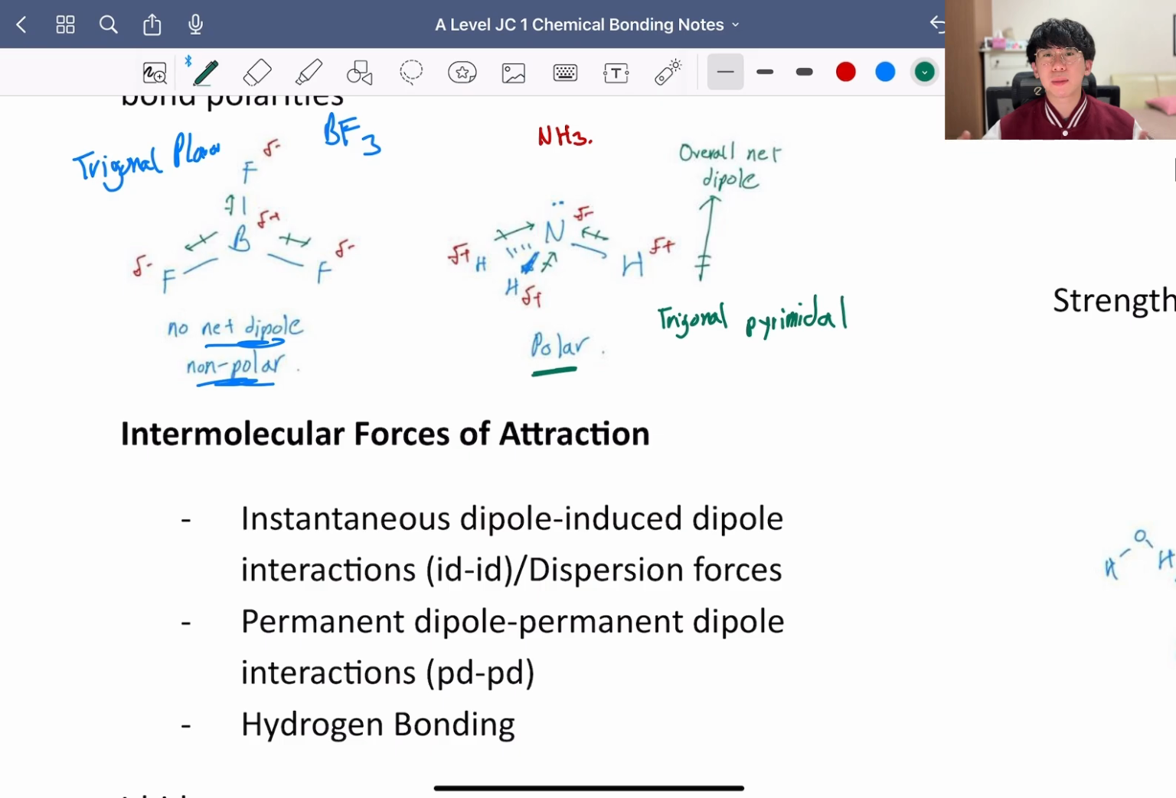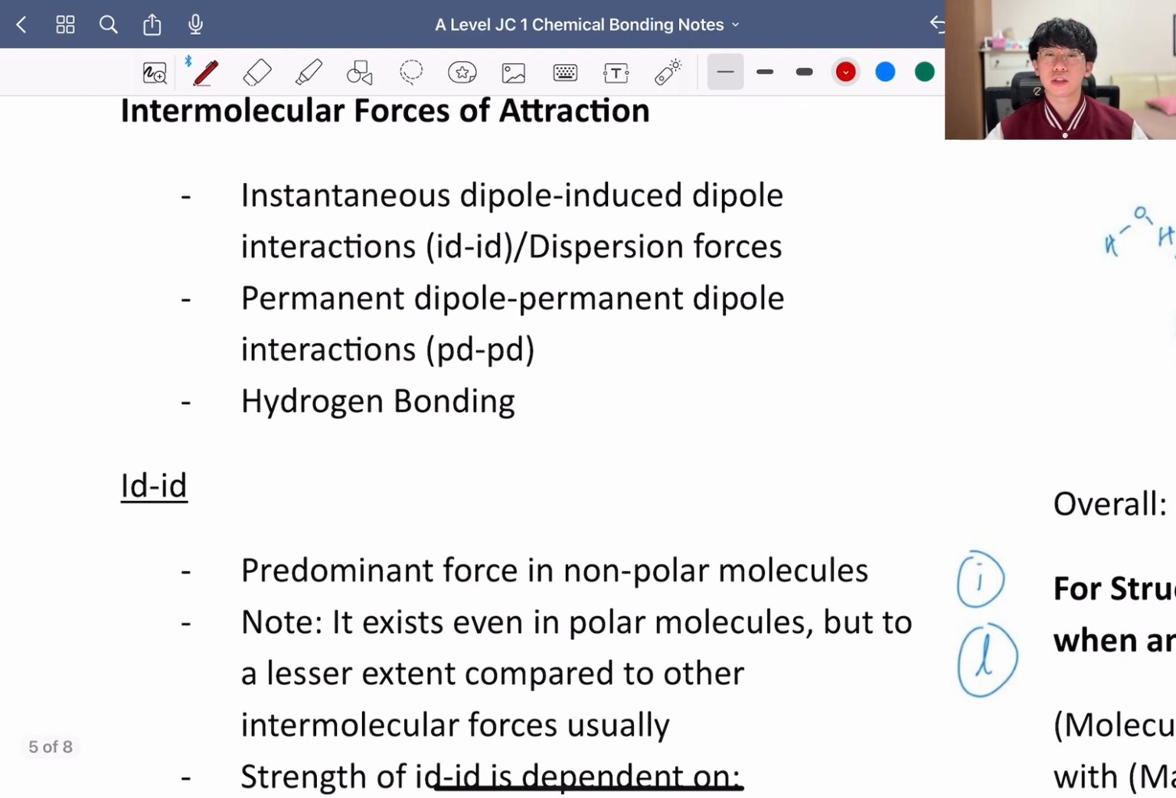Now, why is identifying the polarity of molecules so important? It's because you have to use it to identify the intermolecular forces of attraction. So intermolecular forces of attraction are categorized into three main forces. One is ID-ID, well, I like to call it dispersion forces. Two is PD-PD, permanent dipole forces of attraction. And three is hydrogen bonding, which is, as the name suggests, the bonding of hydrogen. Well, not in an actual covalent bond, but it really is a very strong force of attraction.